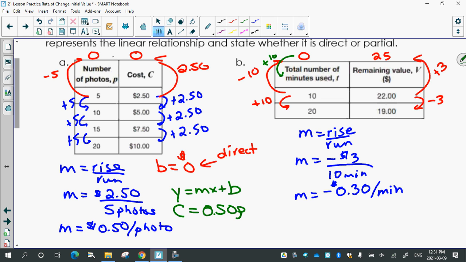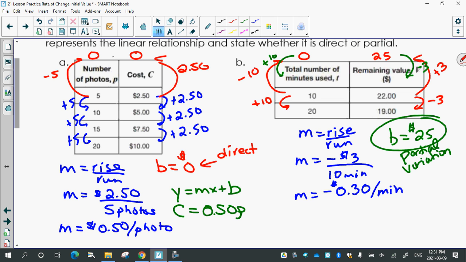So 0 to 10 would be up 10, 10 to 20 is up 10, 25 to 22 is down 3, 22 to 19 is down 3. Awesome, Austin. So B is $25. So if my initial value is $25, am I direct or partial? Partial. So this makes it a partial variation.